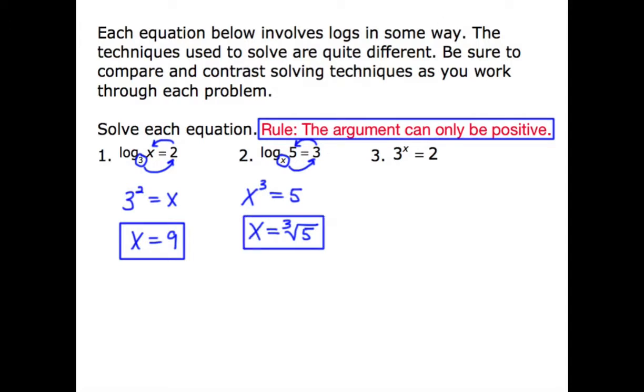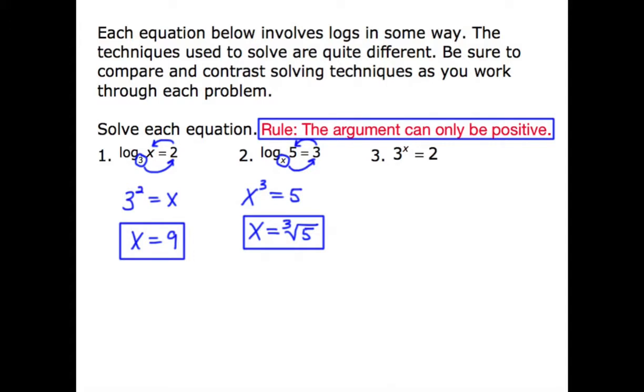Moving to number 3. 3 to the x is equal to 2. Well, earlier in our course, not in these lessons, but earlier in our course, we learned how to solve an exponential equation using something called the common base method. And we were able to do that if the two bases on either side of the equation were able to be rewritten with some common base. In this problem, though, we have a base of 3 and a base of 2, so it's not going to be possible to do that.